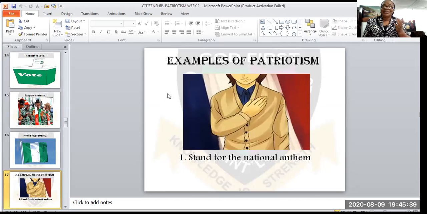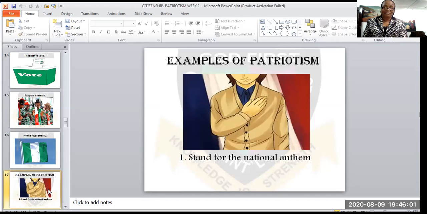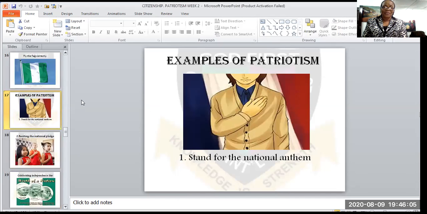What are the things you must do to show that you are a patriotic citizen of this great nation? What are those things that must be done? First, stand for the national anthem. Once the national anthem is sung, you must do it standing.